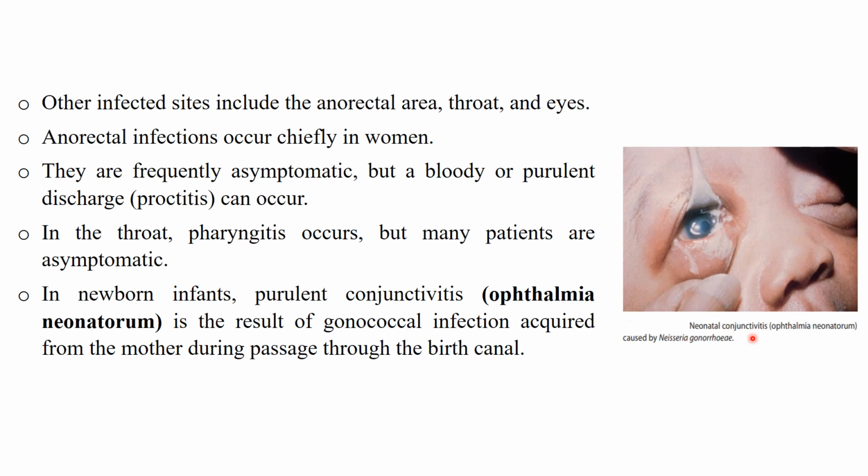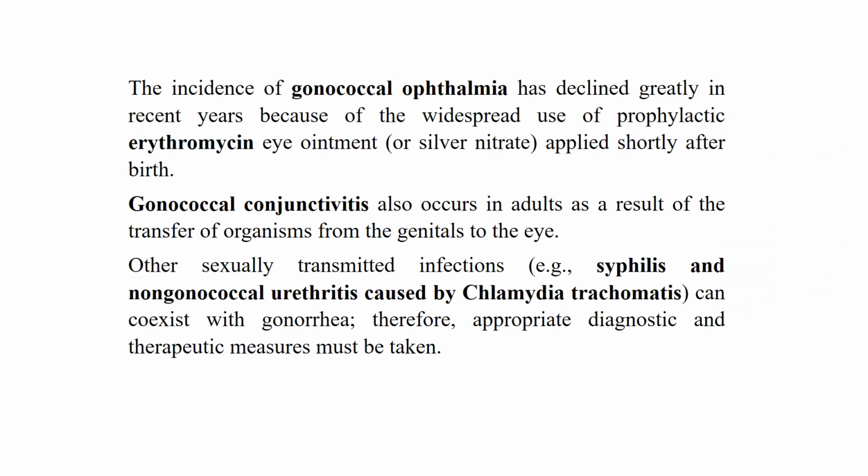Neonatal conjunctivitis, ophthalmia neonatorum, is caused by Neisseria gonorrhoeae during the passage through the birth canal. The incidence of gonococcal ophthalmia has declined greatly in recent years because of the widespread use of prophylactic erythromycin eye ointment or silver nitrate applied shortly after birth. Gonococcal conjunctivitis also occurs in adults as a result of the transfer of organism from the genital to the eyes. Adult में भी conjunctivitis हो सकता है अगर genital से जो बैक्टीरिया है वो eyes तक ट्रांसफर हो जाता है.